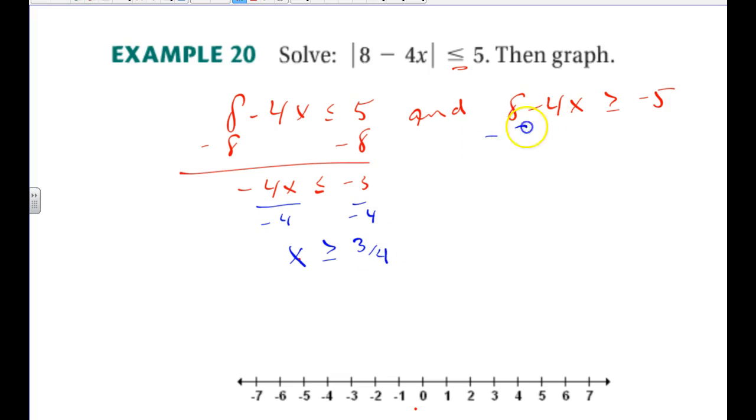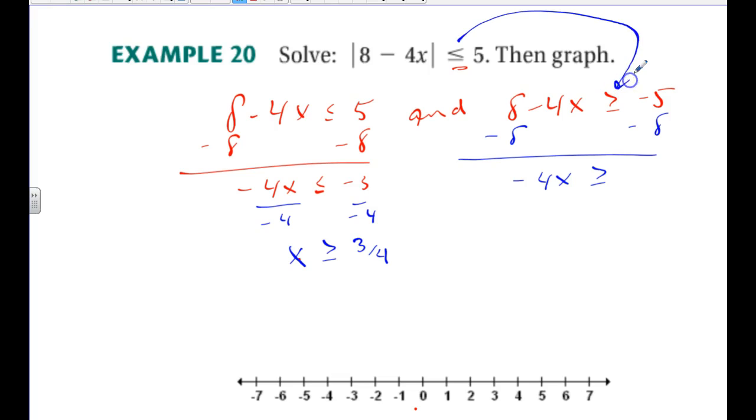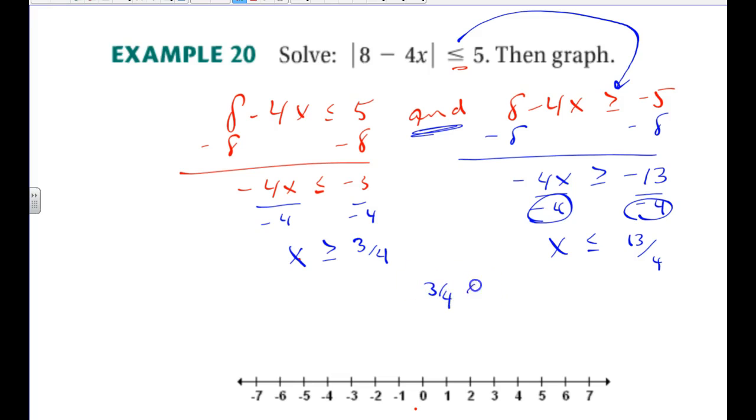Over here, if I subtract off 8, -4x is greater than or equal to, so I've initially flipped the sign once already. It's interesting. I'm going to flip this inequality sign for the second time on this side because I'm dividing by -4. So that will flip the sign back and give me a 13/4. Since this is an AND statement, I can put the lower number on the left, and use less than symbols. So again, 3/4 is lower than 13/4.